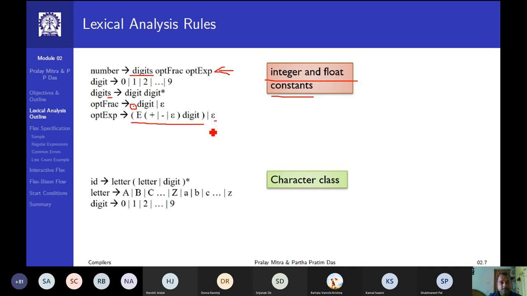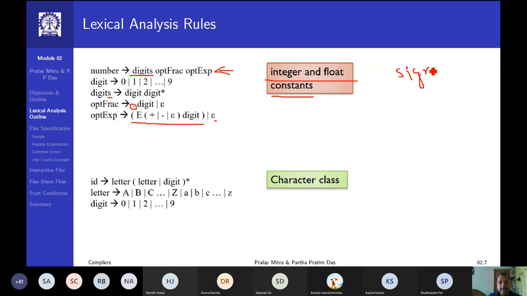Okay. Now here you can see that, compared to your common sense of integer and floating point constants, a few modifications you can do. It is not complete, I agree. First of all, the number can be negative, so we are not including a sign here at the beginning.